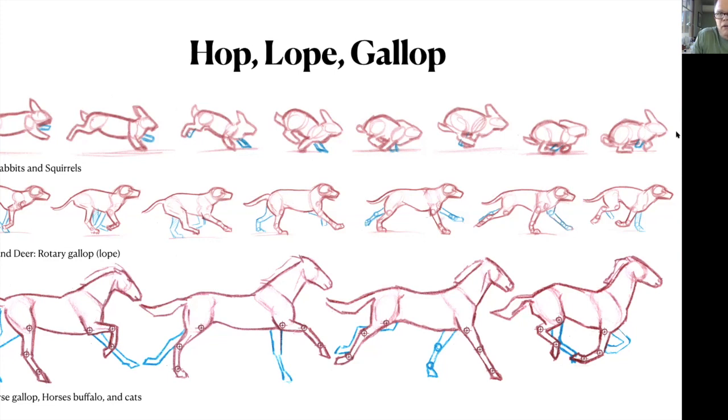Now, let's start with the hop. The hop is going to be pretty straightforward and is an intuitive gait, and there's one little subtle difference, and it's actually a very interesting one between some groups of animals. There's two strategies of hopping, and this can help you with both drawing your mammals and also tracking.